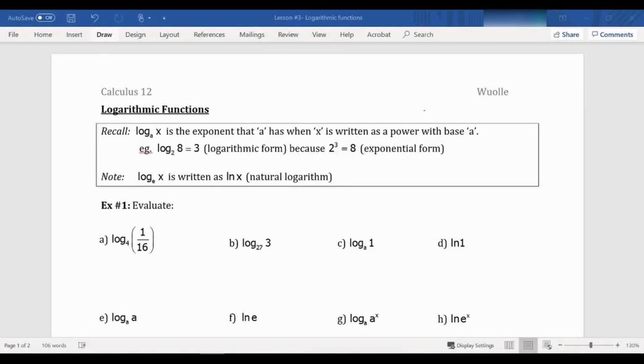Welcome to lesson 3 of our chapter 3, part 3 material. We're going to be reviewing logarithmic functions today and using ln.